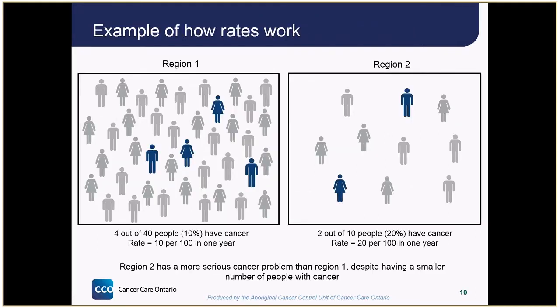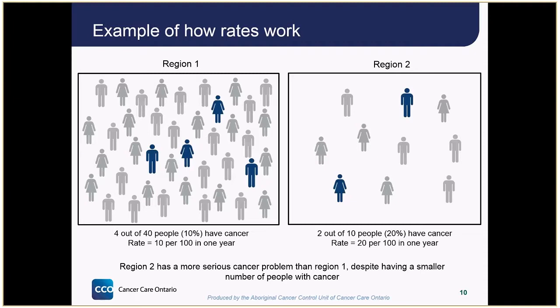Here's an example of how rates work. Let's say we have two regions. In Region 1, we have 40 people, 4 of whom have cancer. In Region 2, we have 10 people, 2 of whom have cancer. If we just compare the number of people with cancer in the regions, we would think that Region 1 has a more serious cancer problem than Region 2. However, because our groups are different sizes, this doesn't give us the full picture.